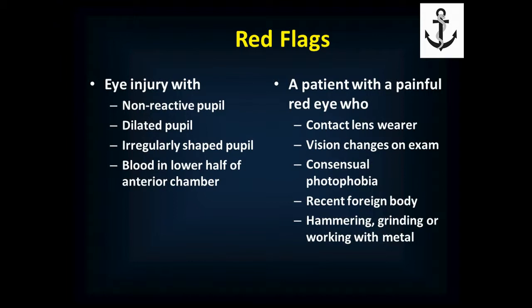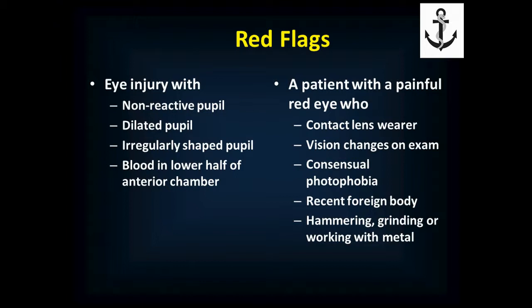There are some significant red flags, and this is aside from specific diseases like painless loss of vision. So in a patient who has an eye injury, who has a non-reactive or a dilated pupil, or an irregularly shaped pupil, or any blood in the lower half of the anterior chamber or completely surrounding the pupil, those are red flags for bad injury, and you need to arrange evacuation of that patient.